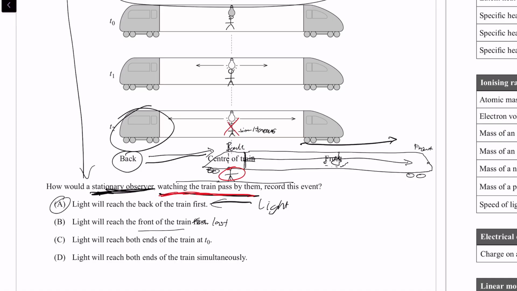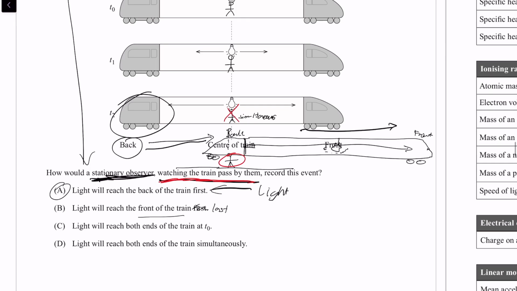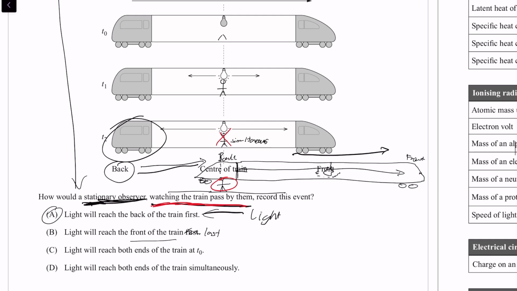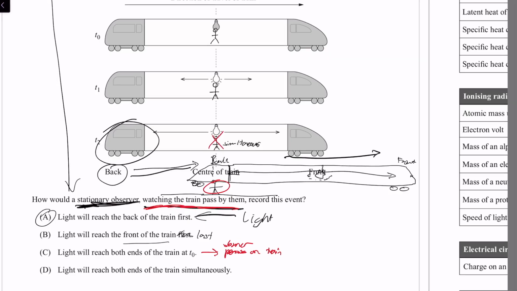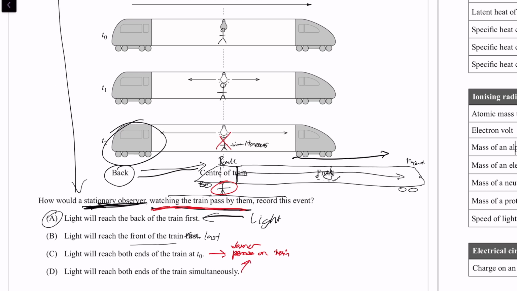Okay, so if you were talking about the center person on the train, the observer on the train, this is the correct answer, but it is not. Okay, so this is the person on the train, say observer, and sorry, I think it's more D. That's the right answer for this scenario.